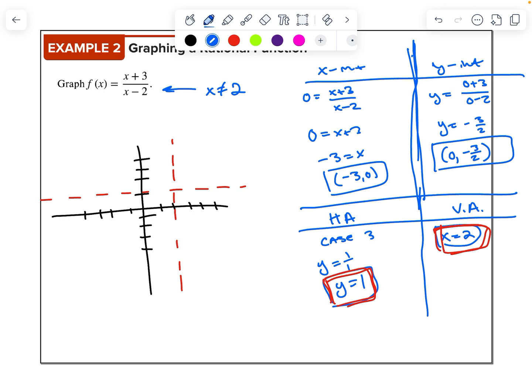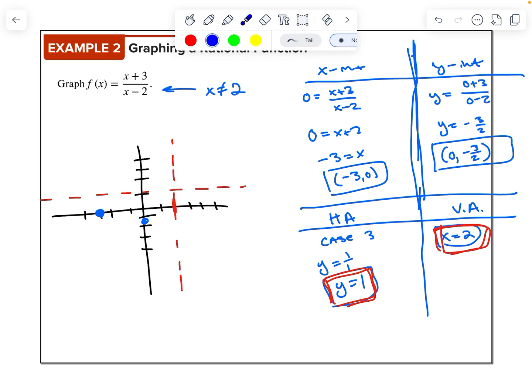Now I can put on my x-intercept. So my x-intercept is at negative 3, 0. My y-intercept is at 0, negative 1.5. I said a minute ago that you want an x value out of each interval. And by out of each interval, I mean the separation that happens here is at 2. I have 2 points to the left. I need a point to the right, anywhere to the right of this line right here. I need a point to the right of my vertical asymptote.